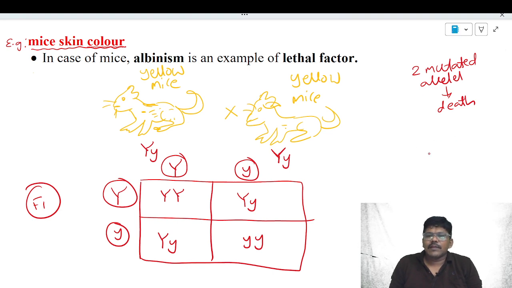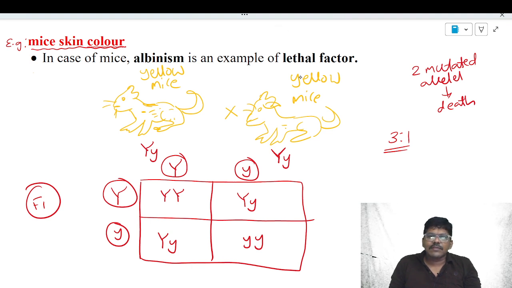According to Mendel's monohybrid cross, when you cross two heterozygous dominant individuals, we should get the phenotype 3:1 ratio. Here, it is deviated from Mendel's law. What is the reason for that?